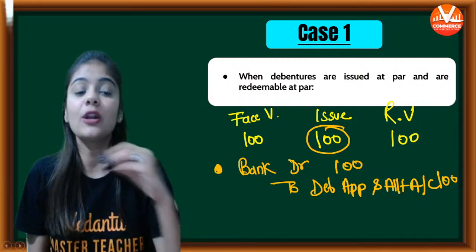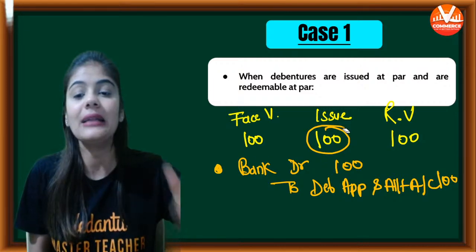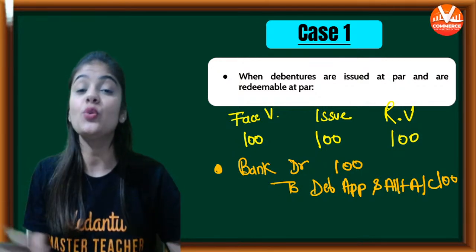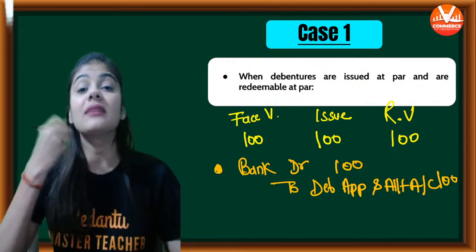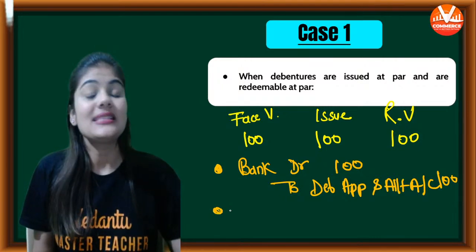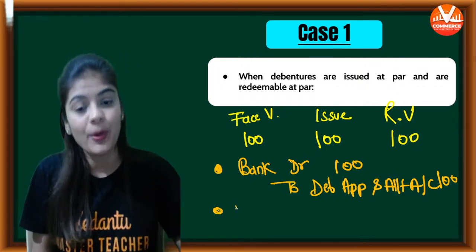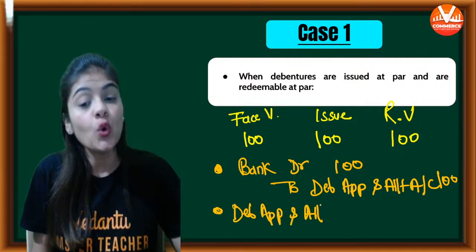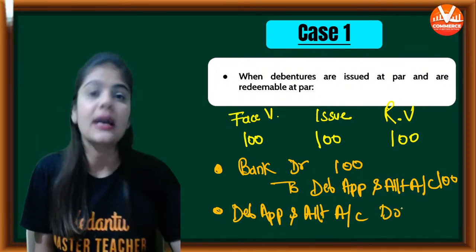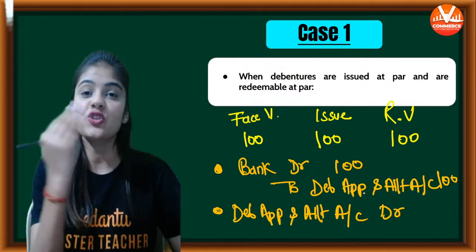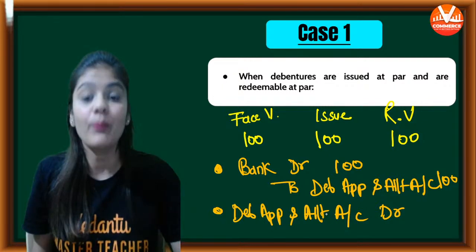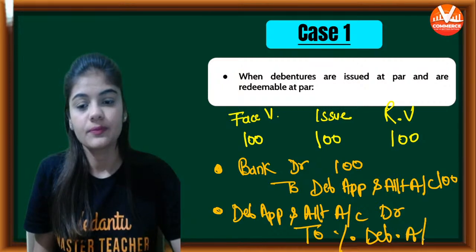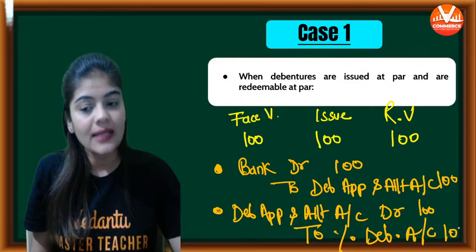Bank account debit to debenture application and allotment. And as they are issued at par, as they are redeemable at par, the second entry will be also simple. We will transfer this application money to percentage debentures account. So debenture application and allotment account debit to percentage debentures, 100 and 100.